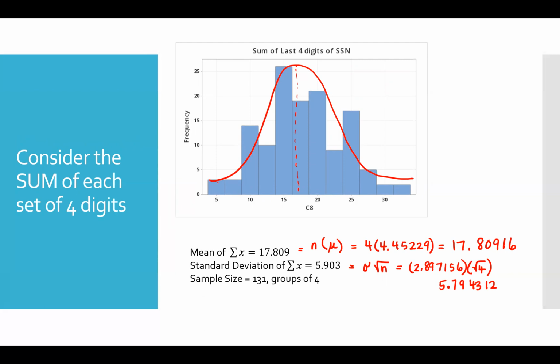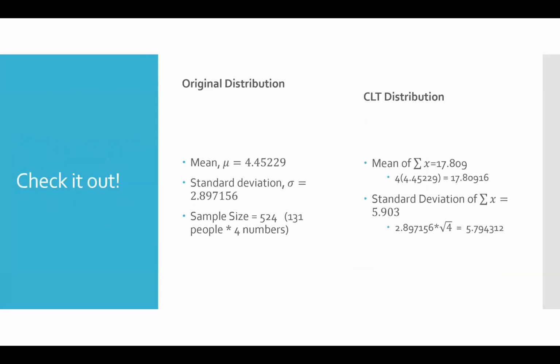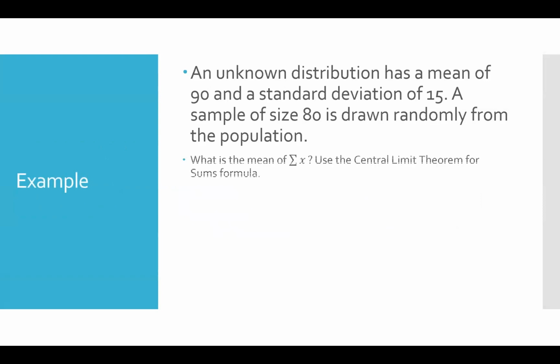So even if we look at the sum of each group, we still end up with a normal distribution. And again, the numbers do compare. It's just a different formula for the mean and the standard deviation. Now, before we look at an example, I want to mention something to you, and then we're going to do an example.